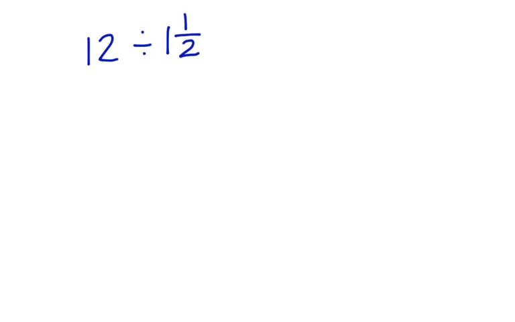Now, in order to solve this problem and figure out how many water stations we're going to need, the first thing that we have to do is to convert this mixed number to an improper fraction. So let's bring the 12 over and the division sign. 1 times 2 is 2, plus 1 is 3 over 2. Now we have an improper fraction. Next, we're going to change this division to multiplication.